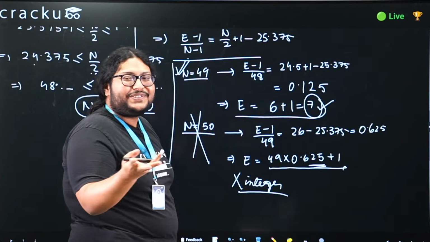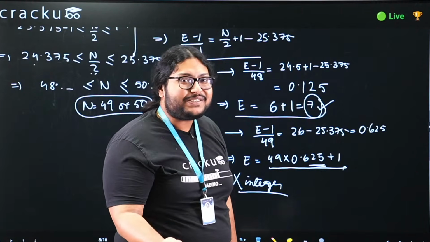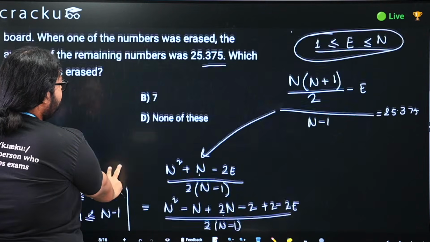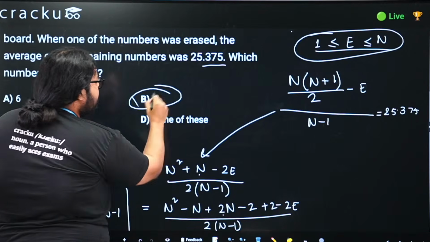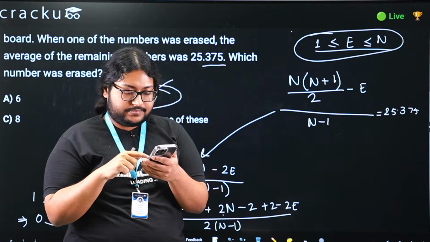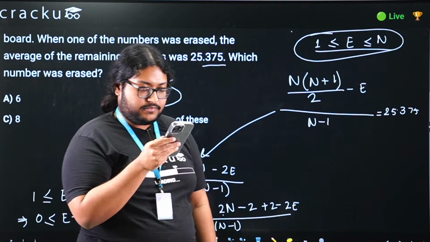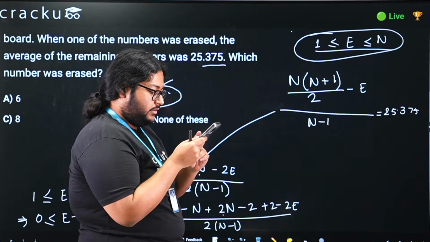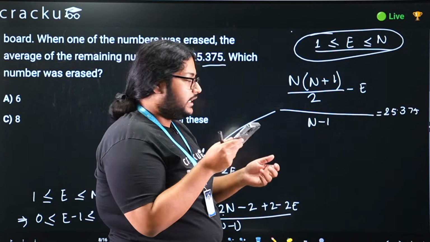So all those of you guys who answered 7, you were absolutely correct. The correct answer is option B, which is 7. Any questions in any step in this, guys? Which part did you not understand in math?